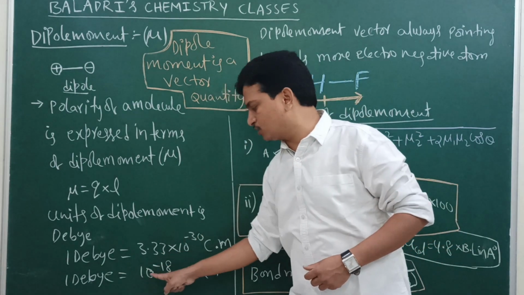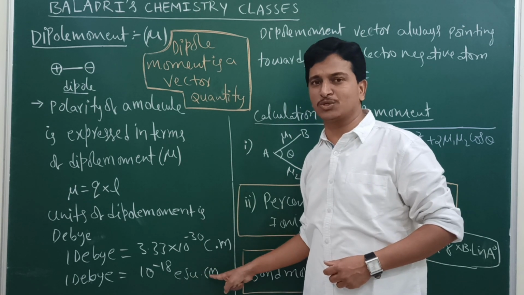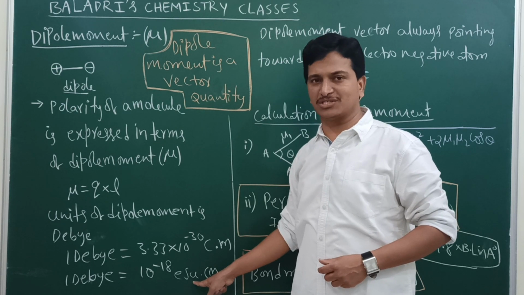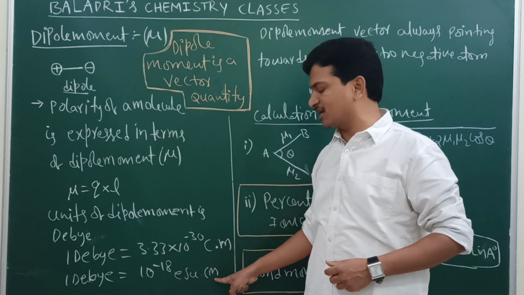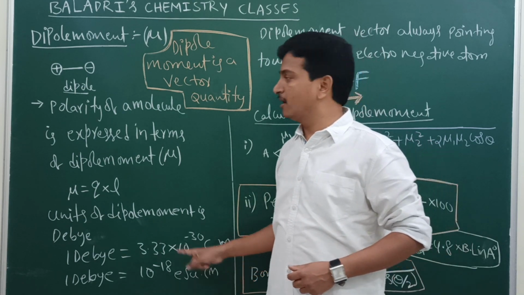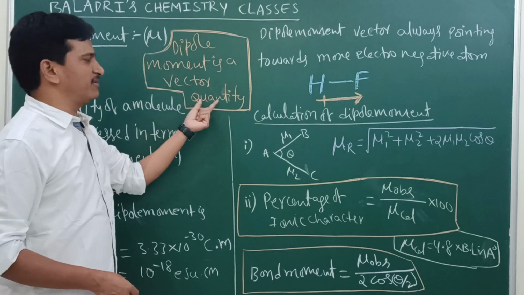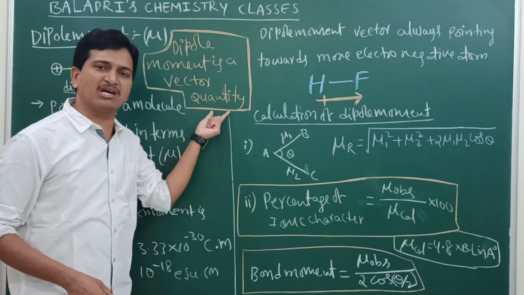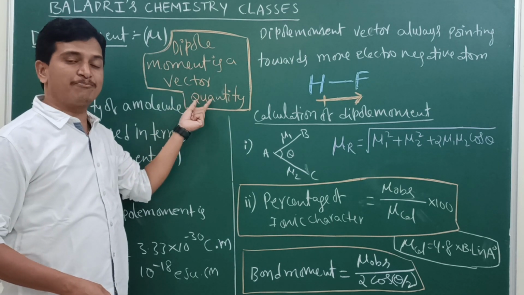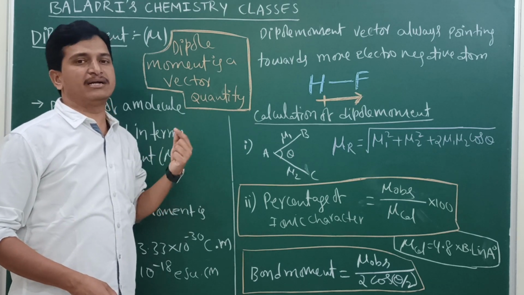And 1 debye is equal to 10 power minus 18 ESU centimeter, electrostatic units into centimeter. So coulombs and electrostatic units are the units for charge. For distance we use meters or centimeters, in the SI system and the CGS system respectively. Now a very important point you need to remember: dipole moment is a vector quantity. What is the meaning of vector quantity? It depends on both magnitude and direction.